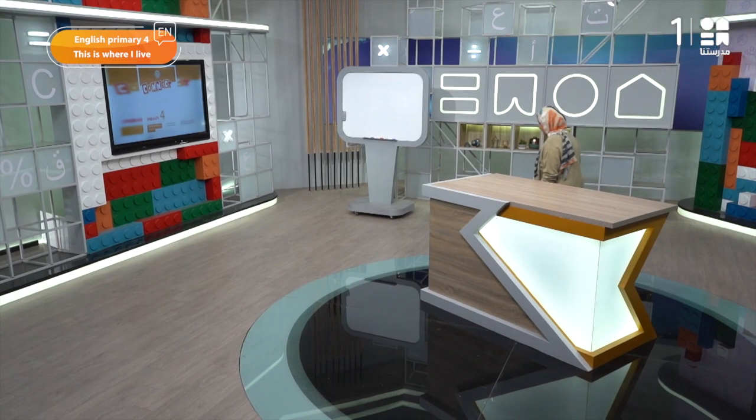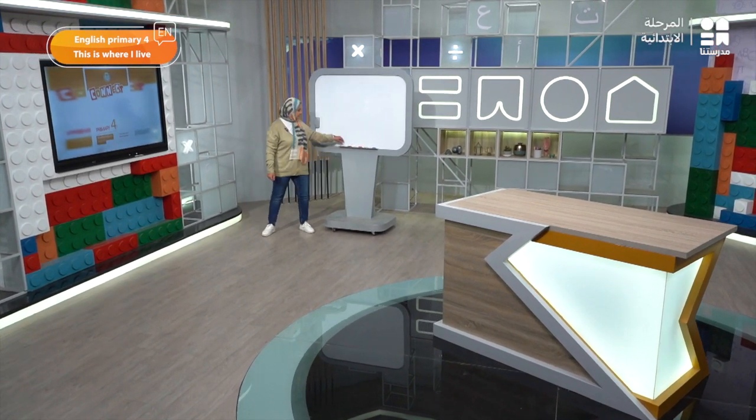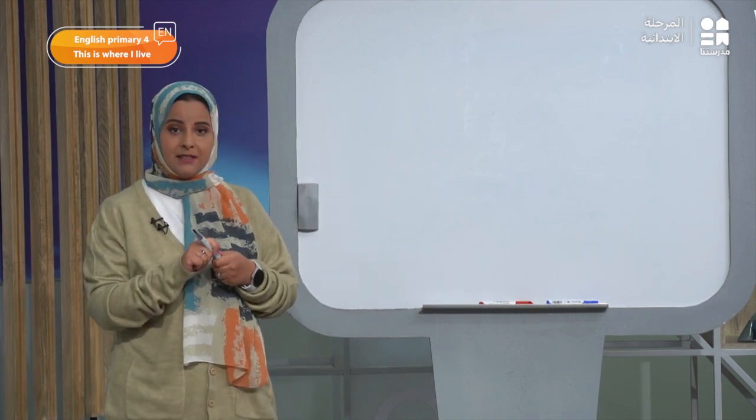We are going now to look at the whiteboard and compare between the neighborhood in the past and the neighborhood in the present. So, was it the same when your mom and dad were children? And what was different? So, let's look at the whiteboard. Let's write together on the board the differences between the past and the present.